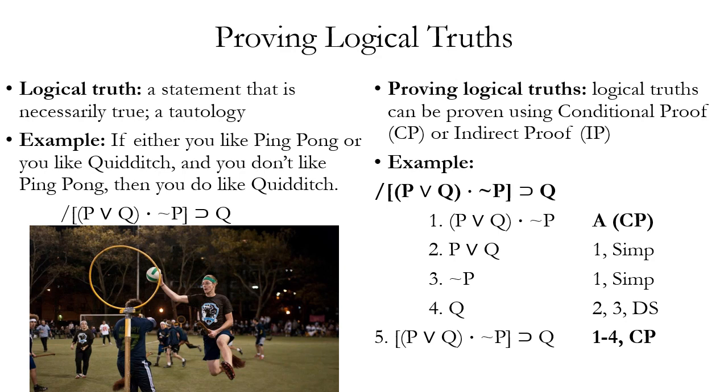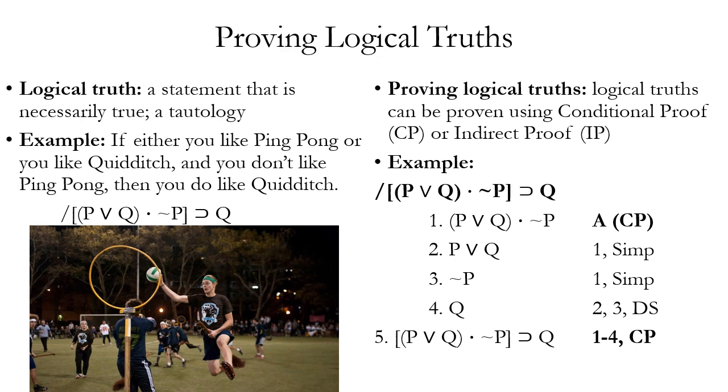And so you want to look at the form of the conclusion, the logical form, to figure out if you want to use conditional proof or indirect proof. In this case, the form of this proposition is a horseshoe. It's a conditional. The horseshoe is the main operator. So we can use conditional proof. That's the rule that lets us prove a horseshoe starting from nowhere, just an assumption.